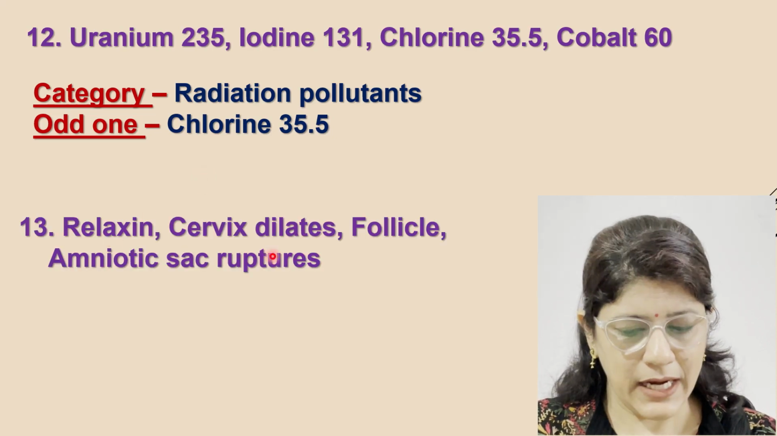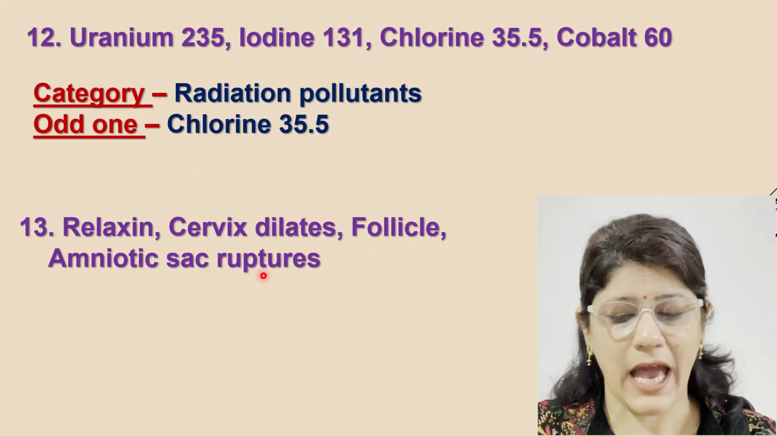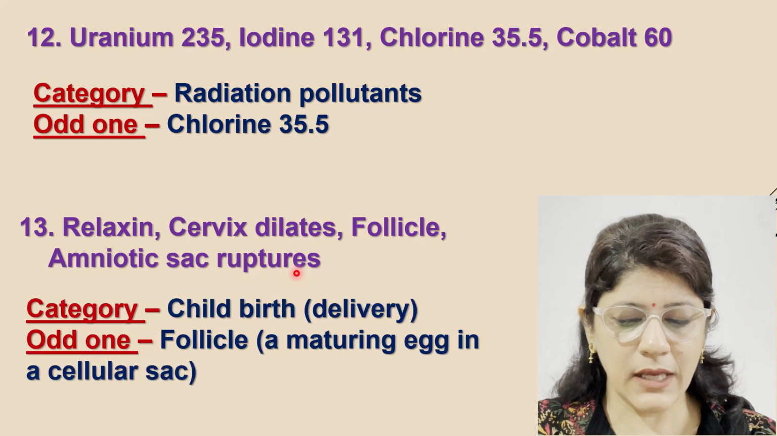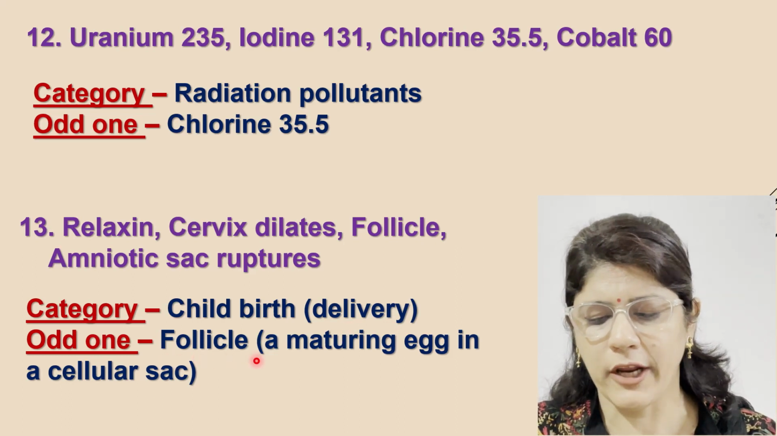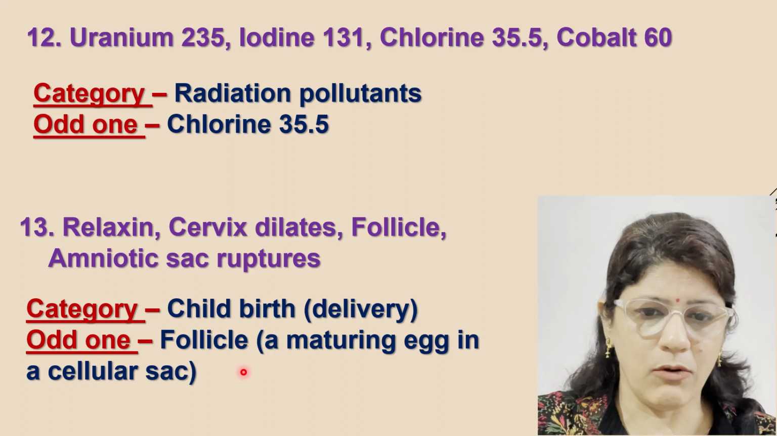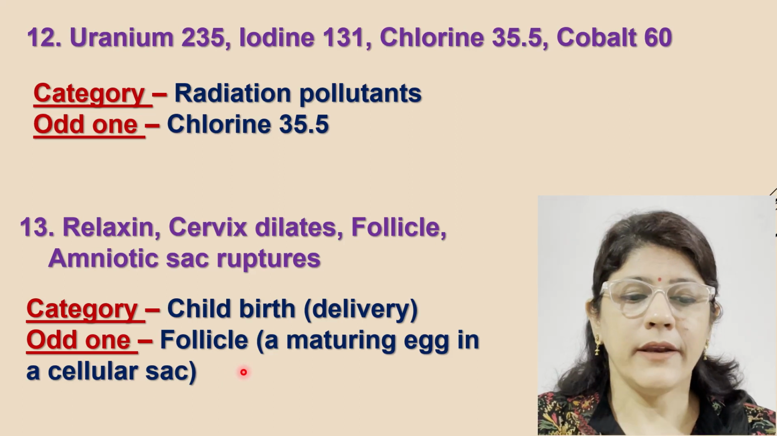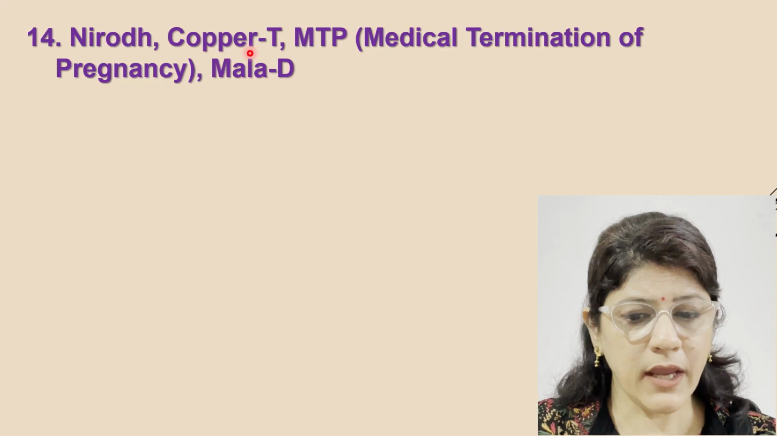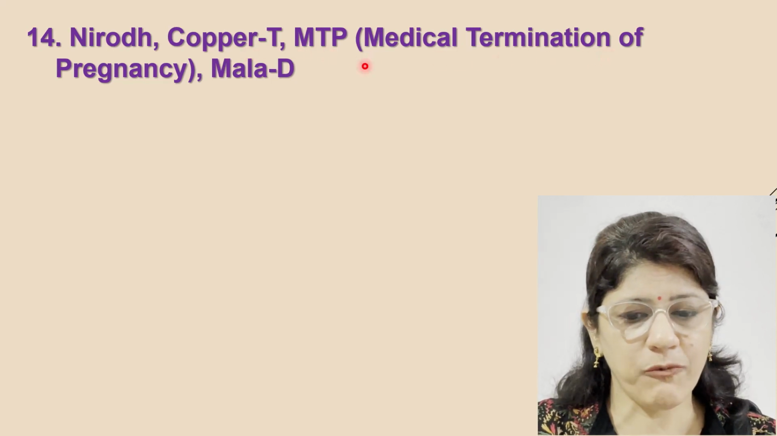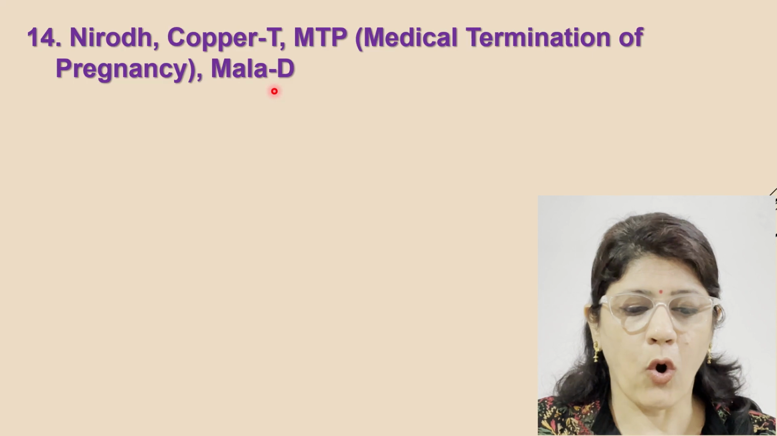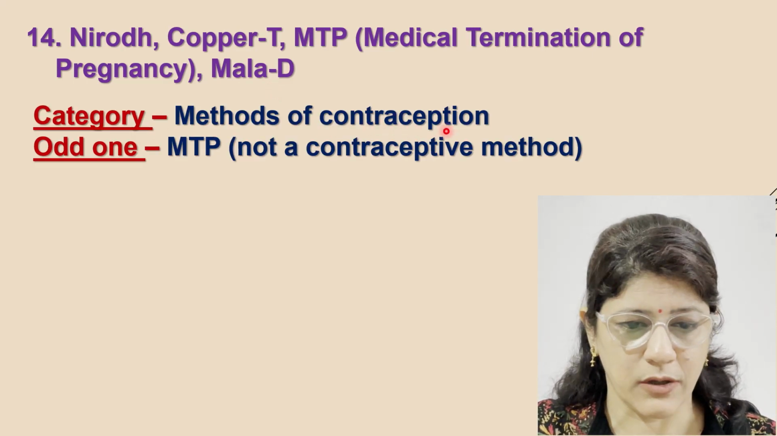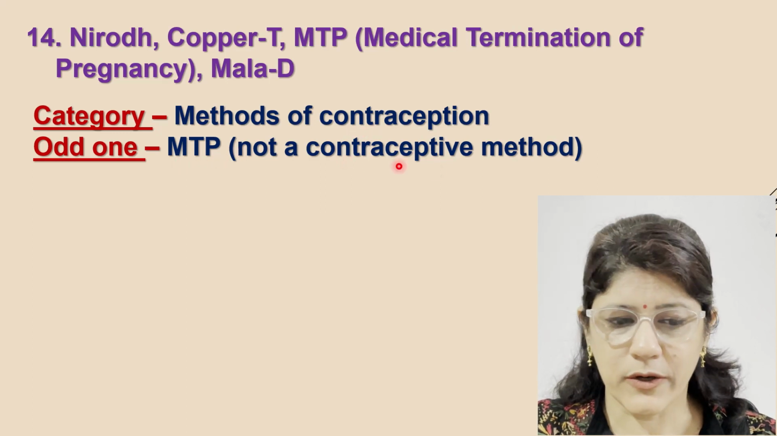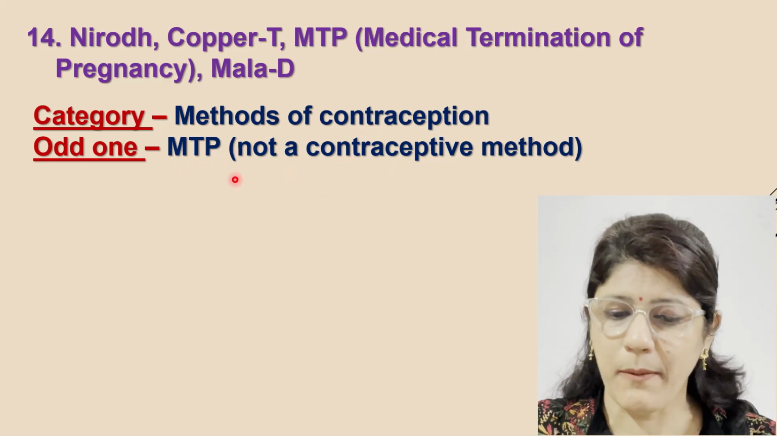Relaxin, cervix dilates, follicle, amniotic sac ruptures. So category is childbirth, or you can say at the time of delivery, and the odd one is follicle because it is a maturing egg in a cellular sac only. Next is Nirodh, Copper-T, MTP, medical termination of pregnancy, and Mala-D. So odd one is MTP, and category is methods of contraception because MTP is not a contraceptive method but it is a forced abortion.